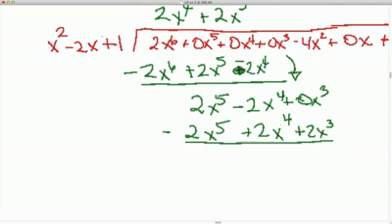Minus, then plus. This is the change your sign step. It occurs after multiplication with your divisor. This should always cancel out the first term. By coincidence, these cancel out as well. I'm left with a negative 2x cubed.